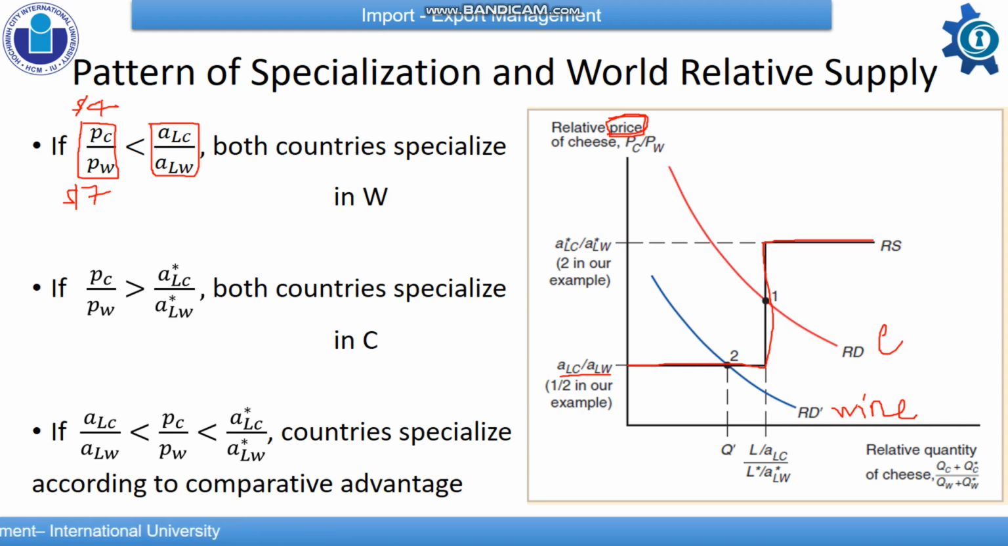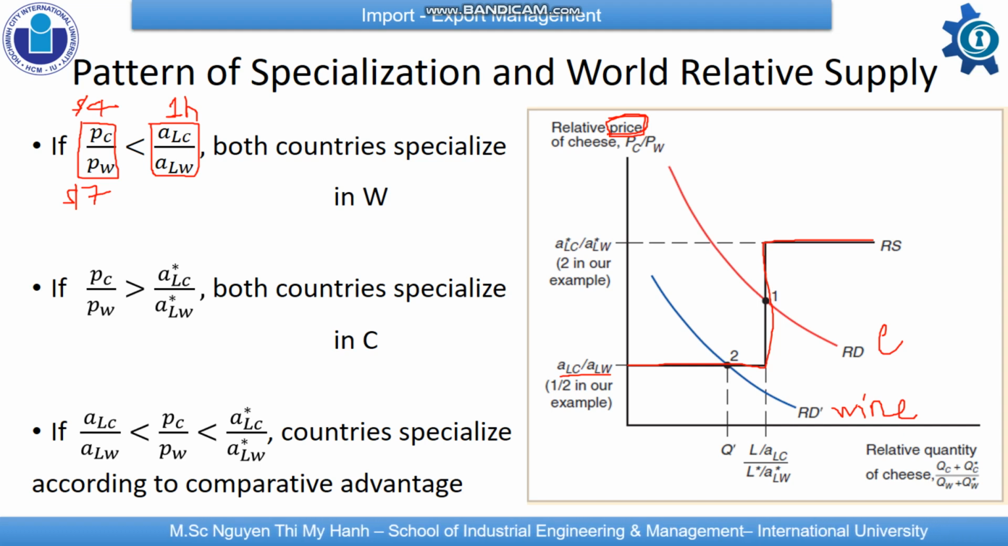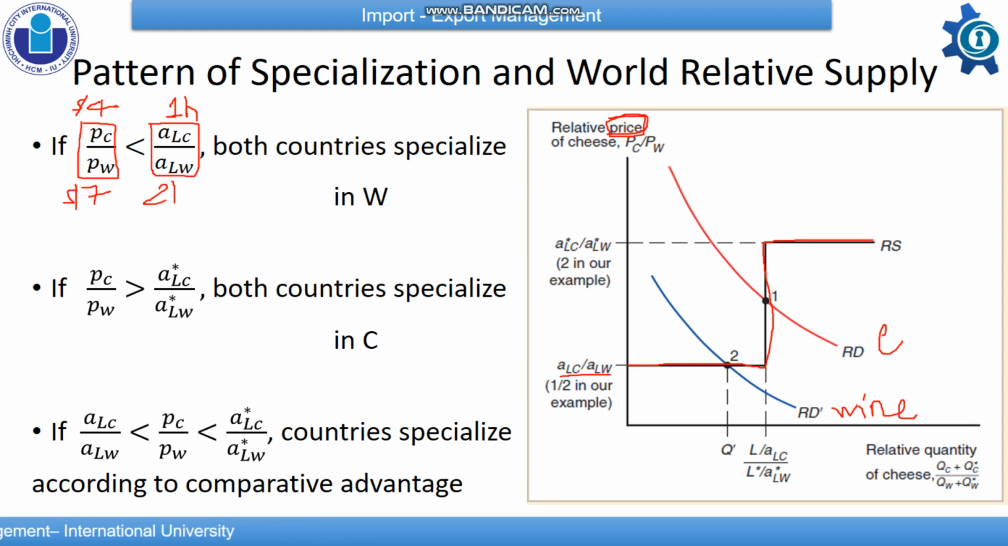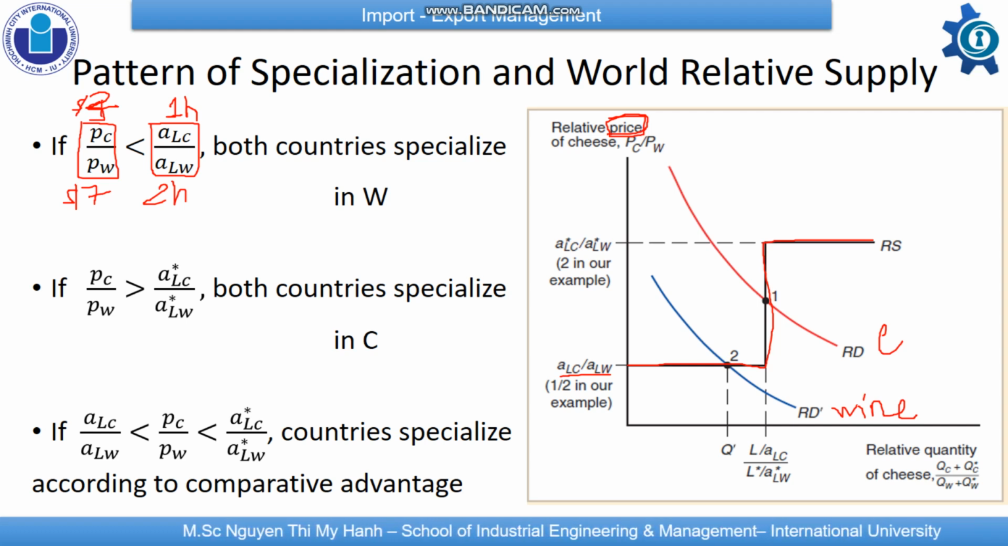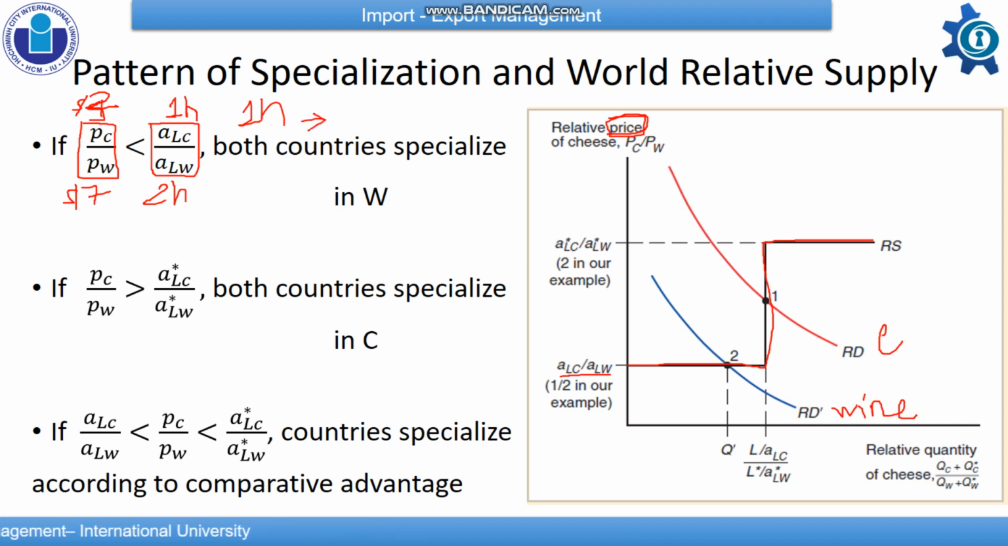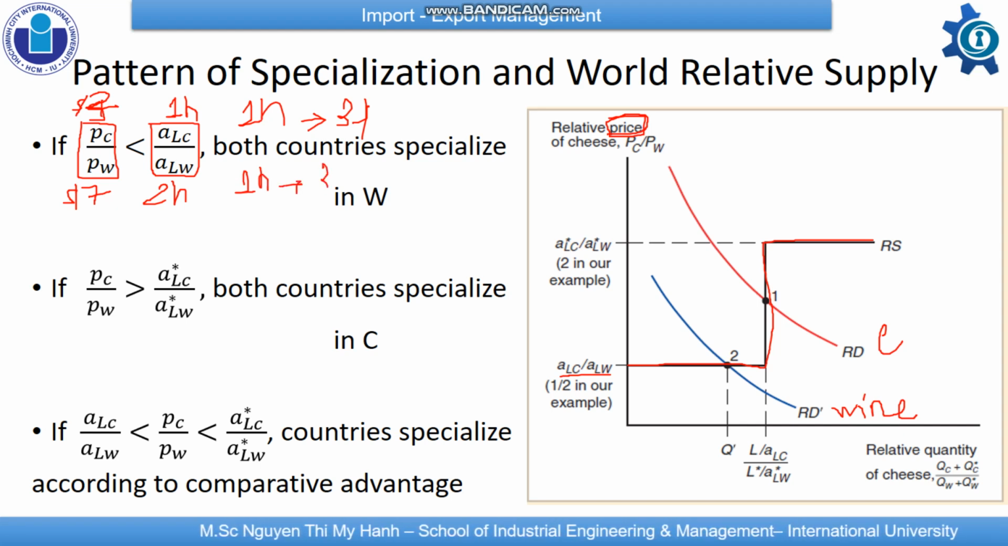And the time they require to produce 1 pound of cheese is 1 hour, and the time they require to produce 1 gallon of wine is 2 hours. Okay, I reduced this price to $3. So what the labor earns when they produce cheese in 1 hour is $3, right? And for producing wine, in 1 hour they will earn $7.5.